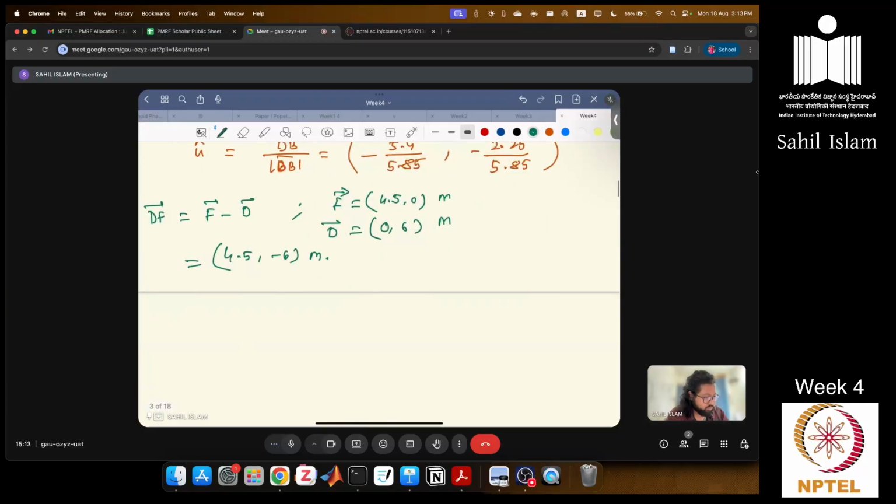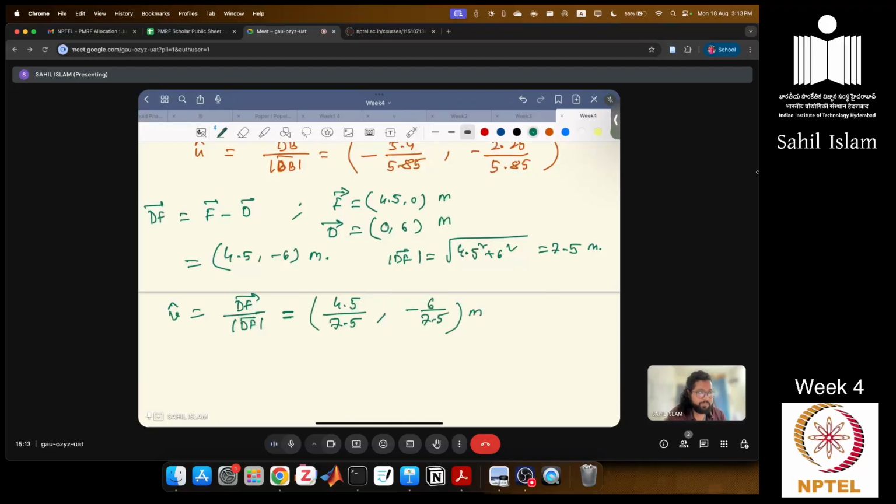Now, what is mod of DF? Which is root over 4.5 square plus 6 square, which will give like 7.5. So V cap becomes DF by mod of DF, which is basically 4.5 by 7.5 comma minus 6 by 7.5 meter.